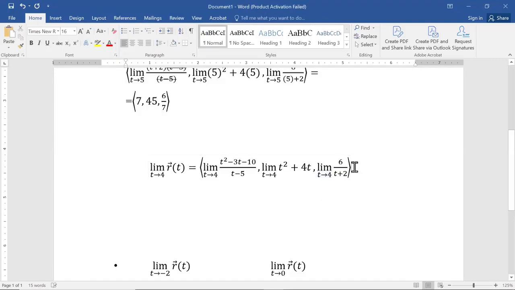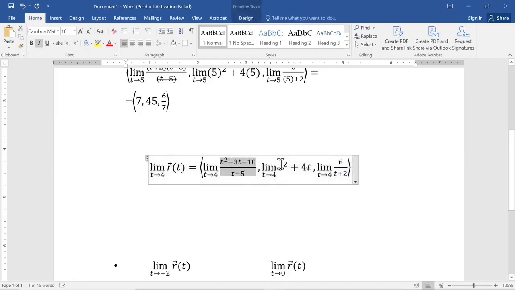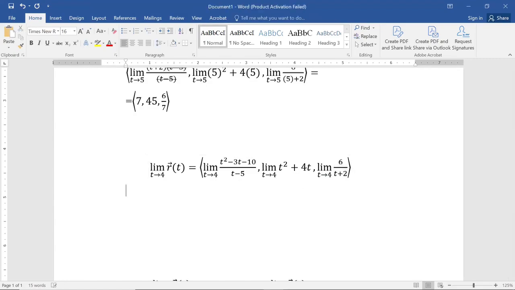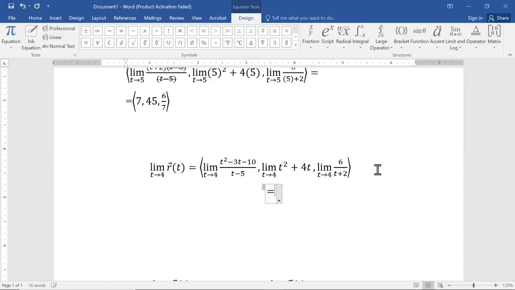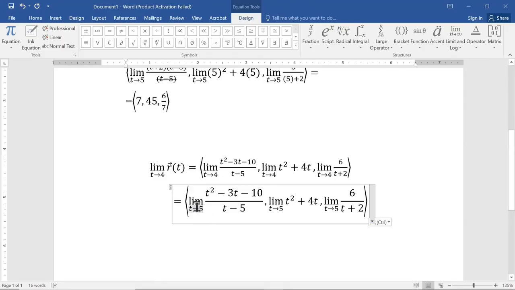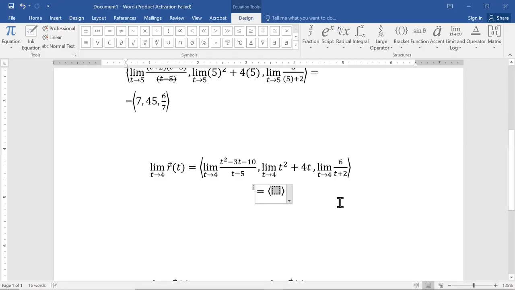Now, in this case, it's pretty straightforward because when we are at 4 on each of these individual expressions, the t squared minus 3t minus 10 over t minus 5, the t squared plus 4t, and the 6 over t plus 2, when t goes to 4, I can just simply plug that in. Those expressions give me continuous functions in 2 dimensions. So all I have to do is plug that in.